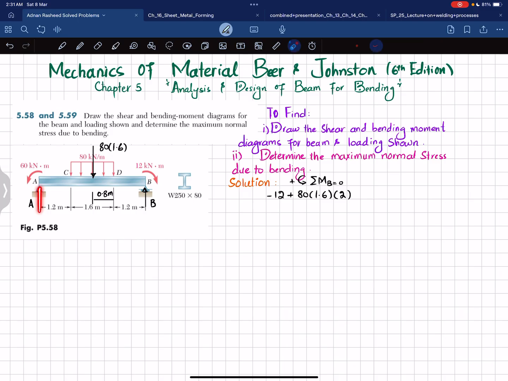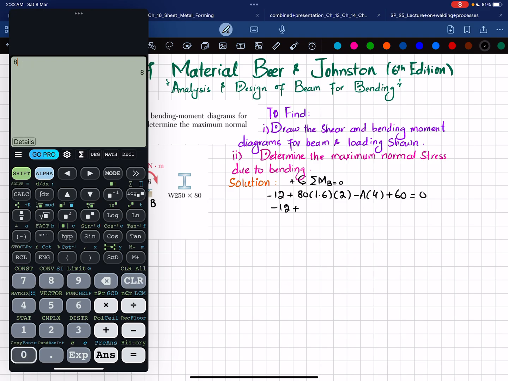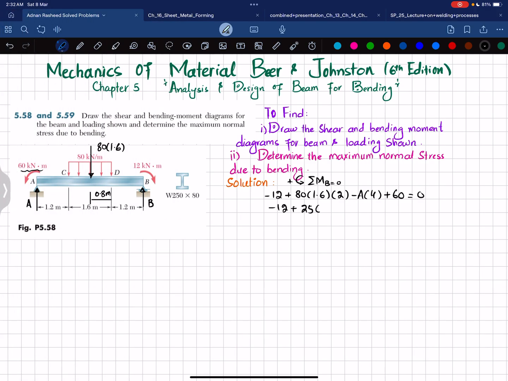The third load which is producing moment is A, and the perpendicular distance is 1.2 plus 1.6 plus 1.2 is 4, so it will be 4 meter, and this is clockwise, so it will be negative. So I will write minus A multiplied by 4, and the last moment is 60 kilonewton-meter which is counterclockwise, so I will write plus 60, and their sum must be equal to 0. So minus 12 plus 80 multiplied by 1.6 multiplied by 2 is 256, minus 4 times A plus 60 is equal to 0.